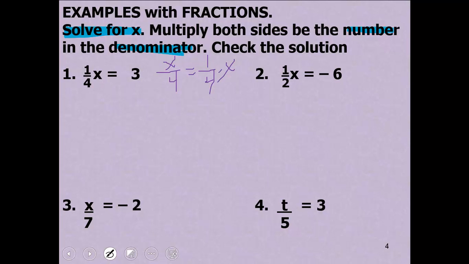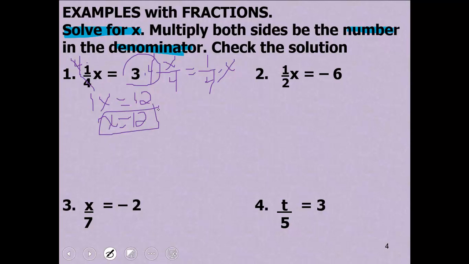Okay? All right. So, in example 1, I'm going to multiply both sides by the number in the denominator, 4. And over here, 4. What do I get? 4 in the numerator cancels with 4 in the denominator, so I'm just left with 1x is equal to 3 times 4 is 12. So that means x is equal to 12.